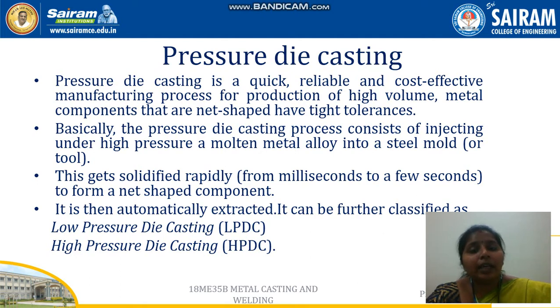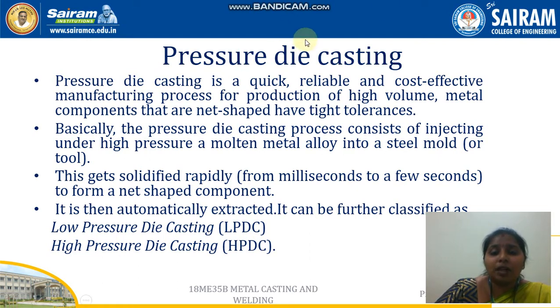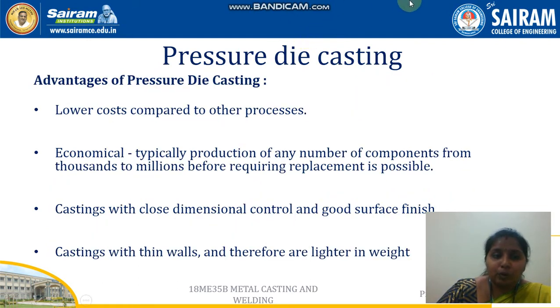Pressure die casting is usually of two types. One is low pressure die casting and the other one is high pressure die casting. This is completely based upon the pressure that is used. The advantage of pressure die casting is low cost compared to other processes, and it's economical. Typically, production of any number of components, from thousands to millions, before requiring replacement is possible. Castings with close dimensional control and good surface finishes are obtained, and castings with thin walls are therefore lighter in weight.